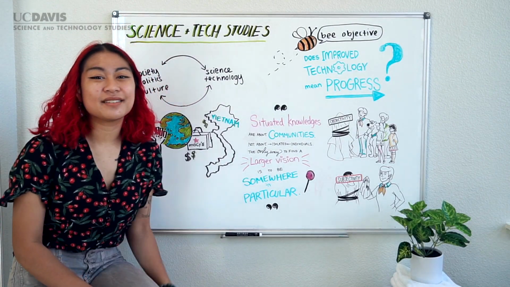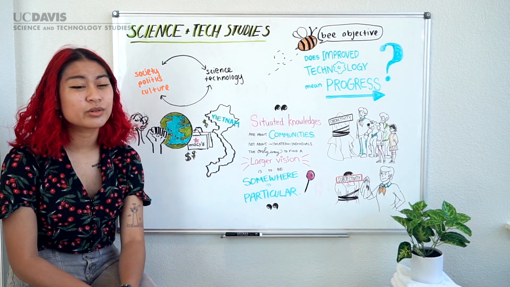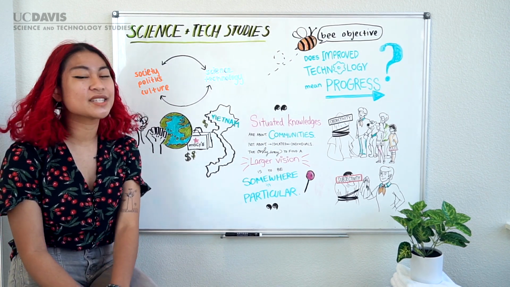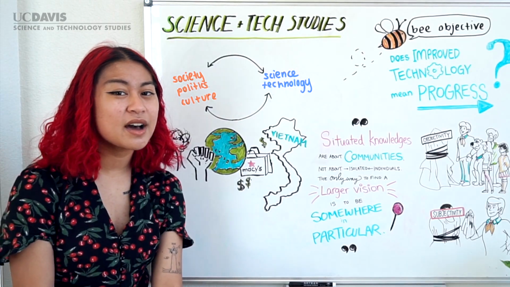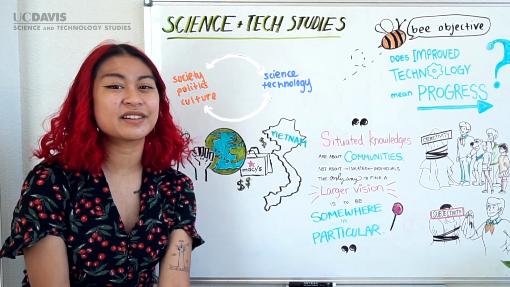STS is about asking these questions. It's about understanding how society, politics, and culture impact the development of science and tech. And it's also about how science and tech impact the way that we look at culture, society, and politics.